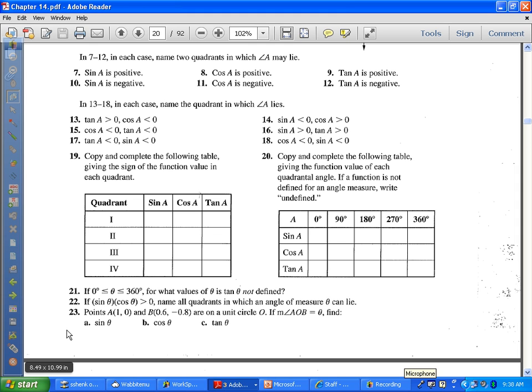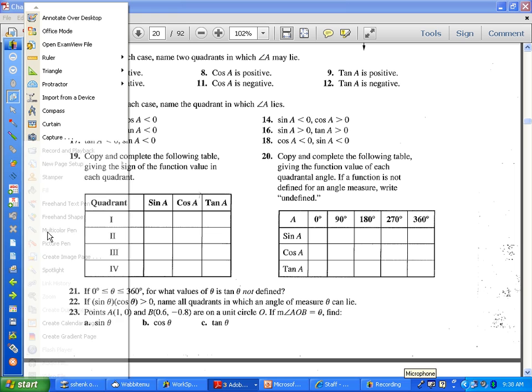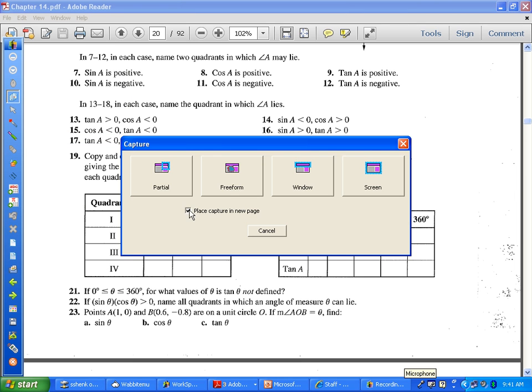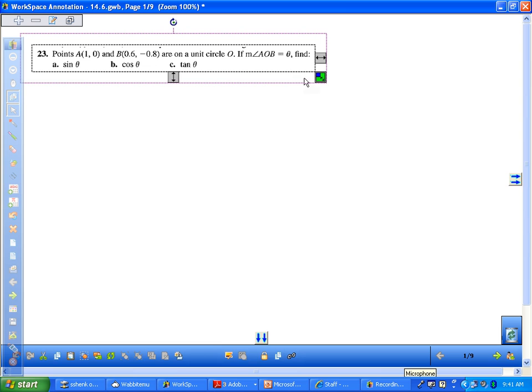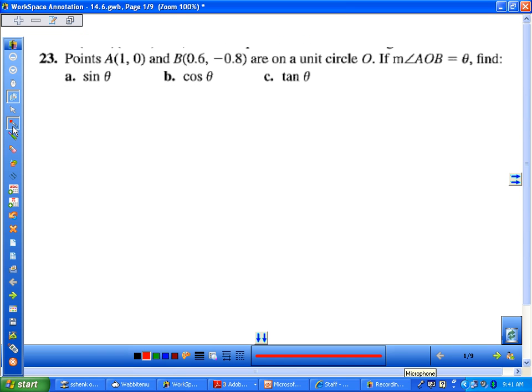23. So 23 says that the points A and B are on a unit circle. If the measure of angle AOB is equal to theta, they want us to find the sine, cosine, and tangent of theta. And again, we know that sine is defined to be which coordinate? The y-coordinate. Cosine is defined to be the x-coordinate, and tangent is defined to be y over x. So sine is y, cosine is x, and tangent is y divided by x.